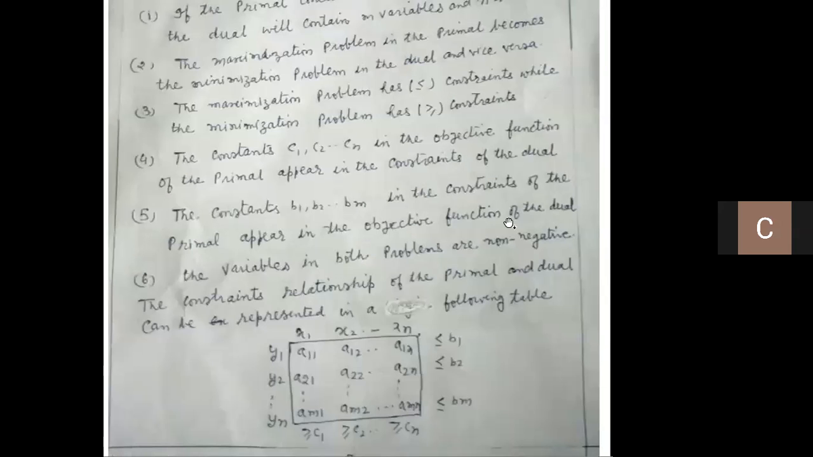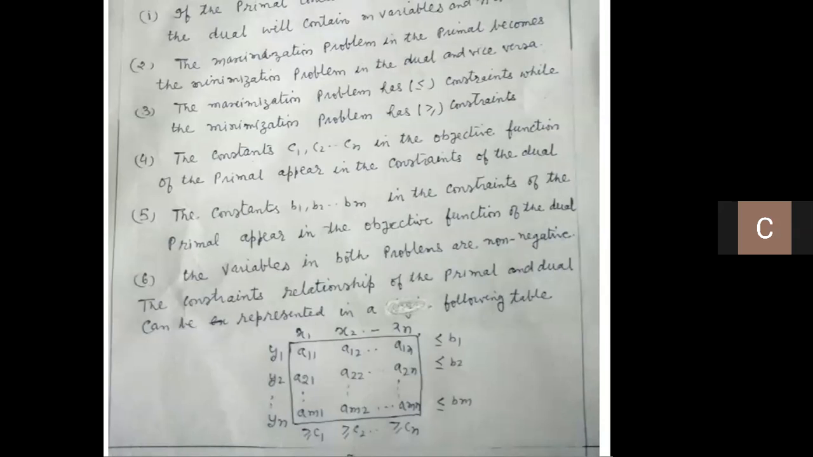Fourth, the constants c1, c2, ..., cn in the objective function of the primal appear in the constraints of the dual. Fifth, the constants b1, b2, ..., bm in the constraints of the primal appear in the objective function of the dual. Sixth, the variables in both problems are non-negative.